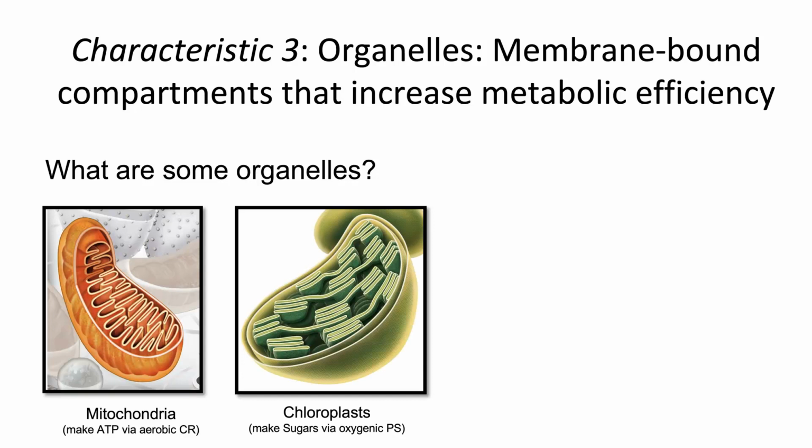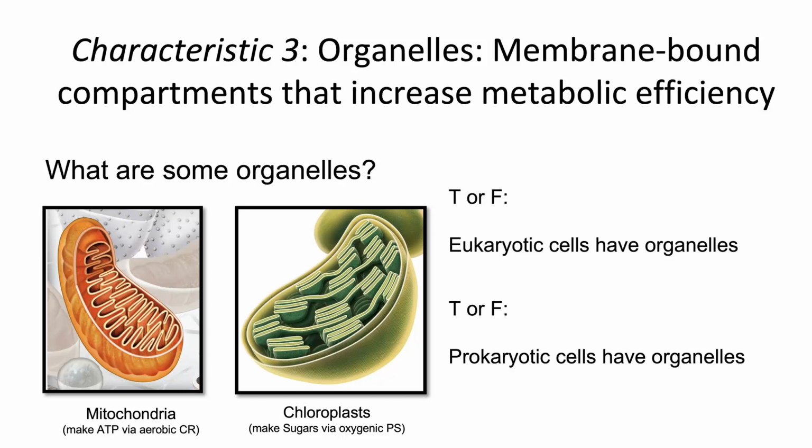So lots of different examples out there. Some pretty classic examples are things like mitochondria that make ATP via aerobic cellular respiration, or chloroplasts that make sugars via oxygenic photosynthesis. So these are two examples of important organelles that are the powerhouses of different cells, so to speak. So mitochondria and chloroplasts, important subcellular organelles.